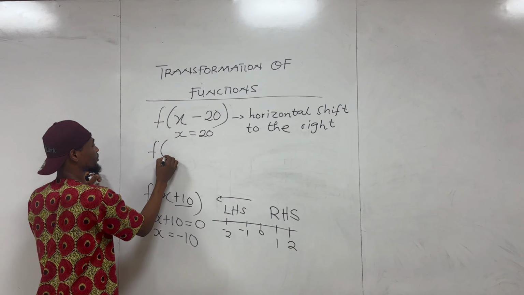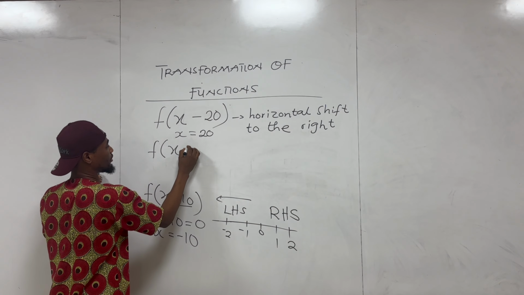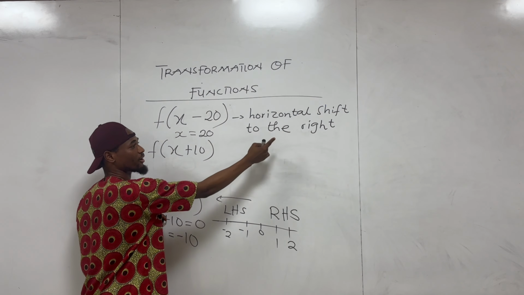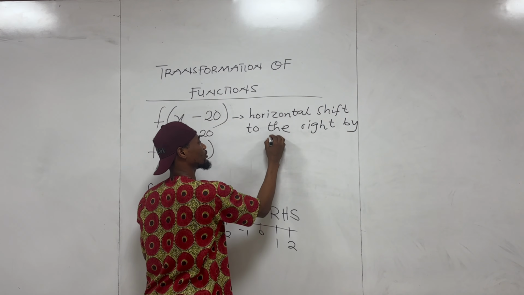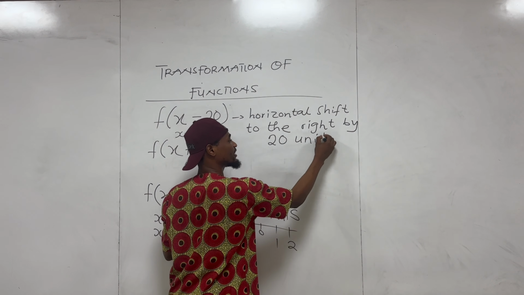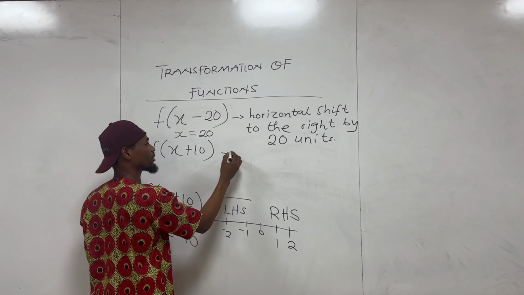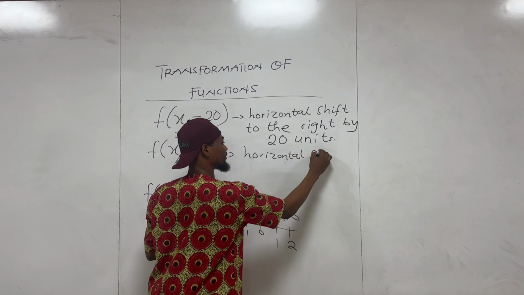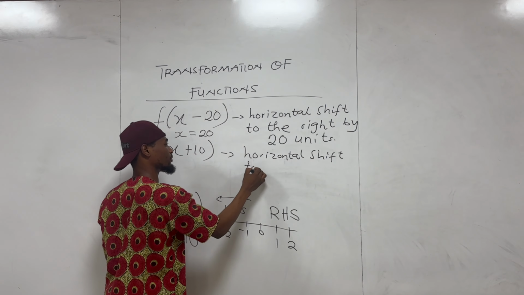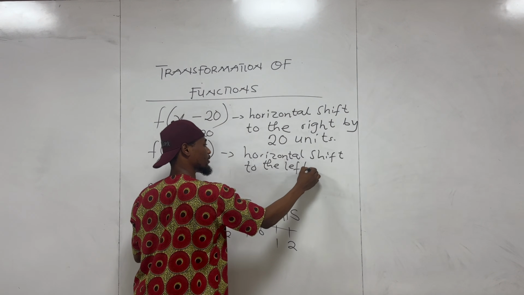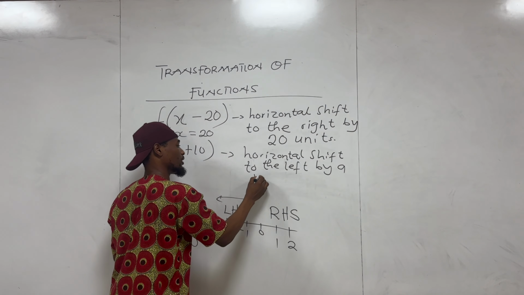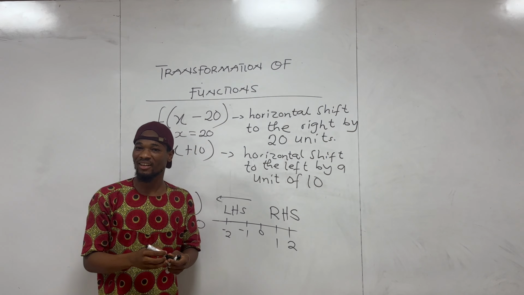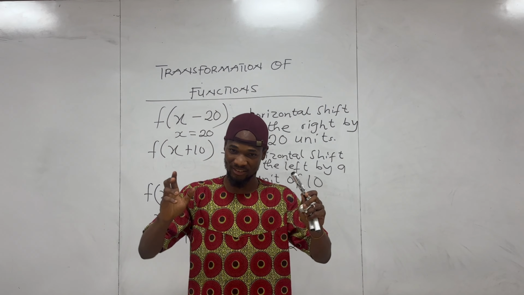Whereas f of x plus 10. Remember this is the unit, okay? So horizontal shift to the right by 20 units. And this is also what? What does it imply? Horizontal shift to the left by a unit of 10. As simple as that.